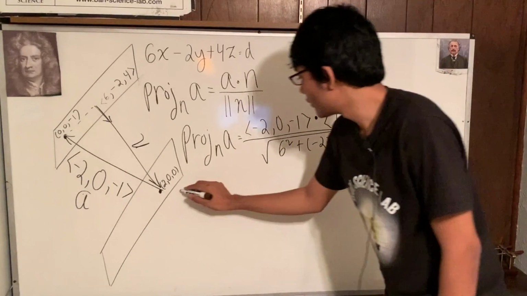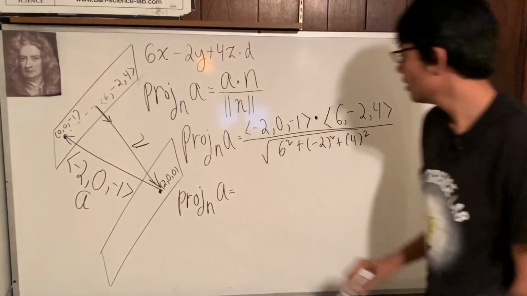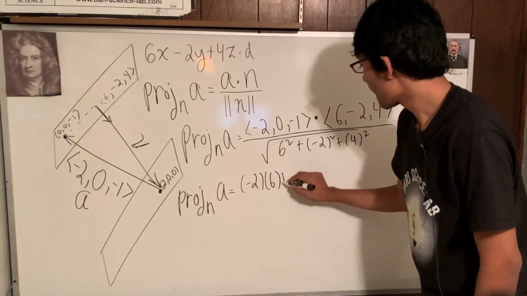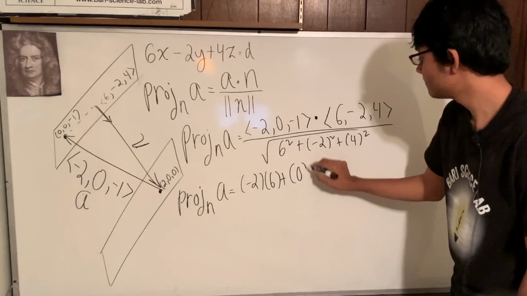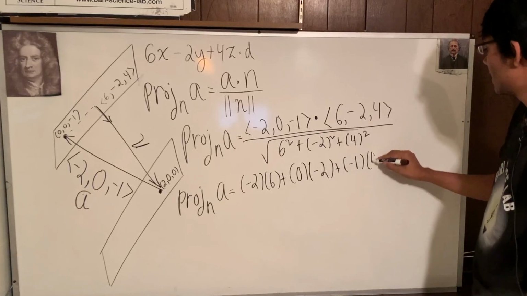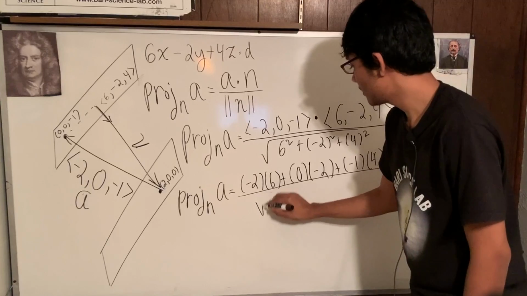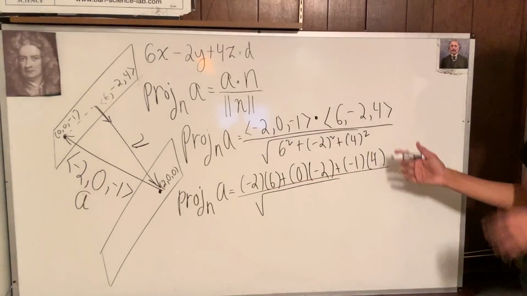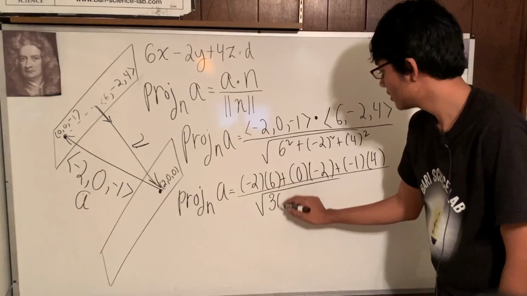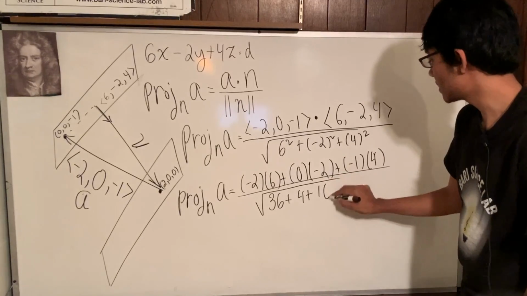If we simplify this, what's the projection of our vector A onto N going to be? Well, it's -2 times 6 plus 0 times -2 plus -1 times 4. I always say -4, I don't know why. And divide all of that by the magnitude of our normal vector, which is the square root of 6 squared, which is 36, plus -2 squared, which is 4, plus 4 squared, which is 16.